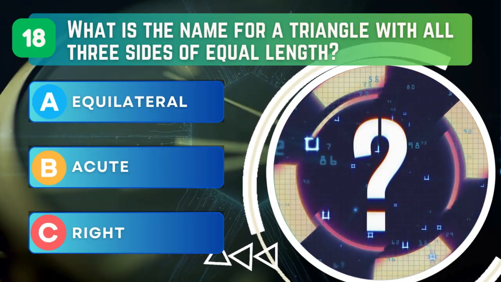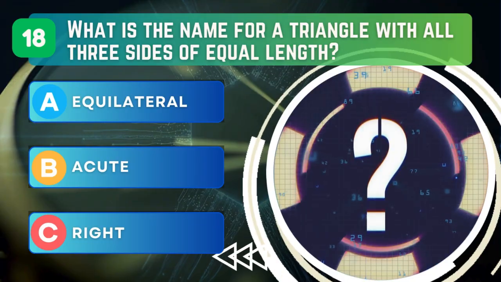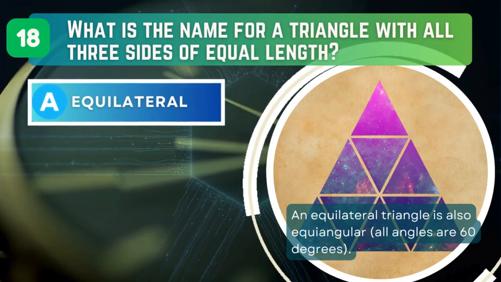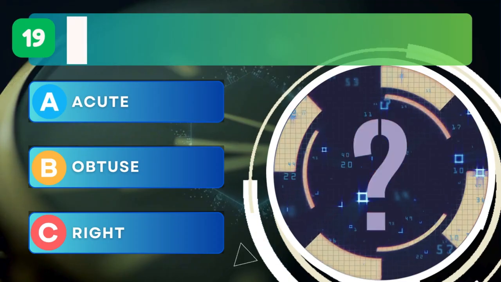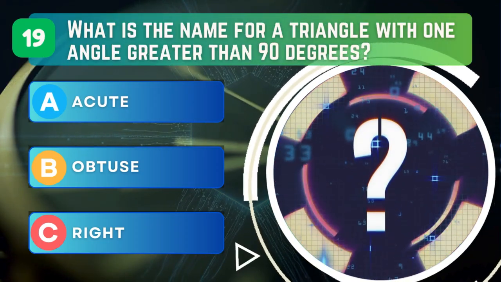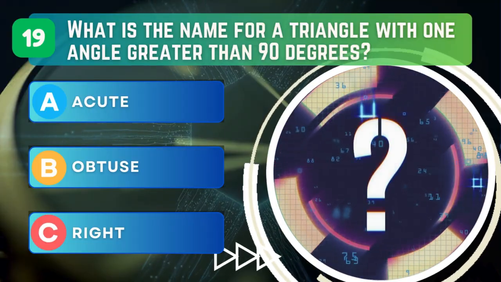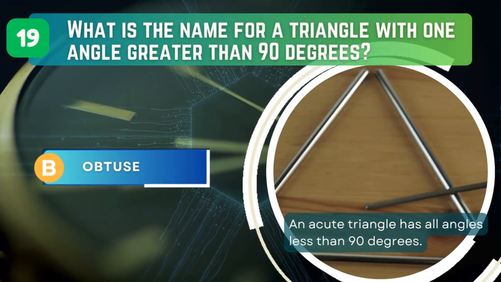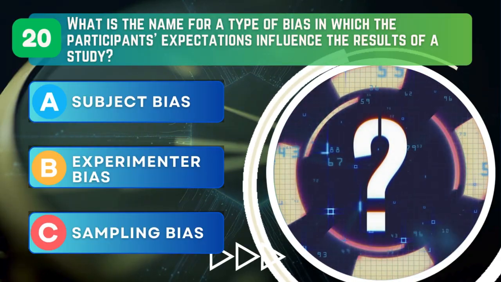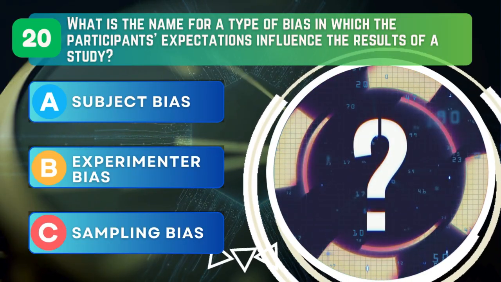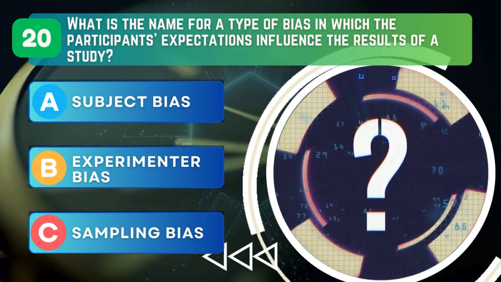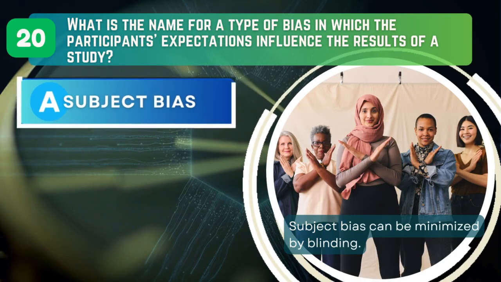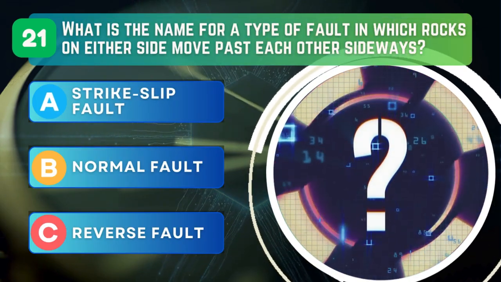What is the name for a triangle with all 3 sides of equal length? Equilateral. What is the name for a triangle with one angle greater than 90 degrees? Obtuse. What is the name for a type of bias in which the participants' expectations influence the results of a study? Subject bias.